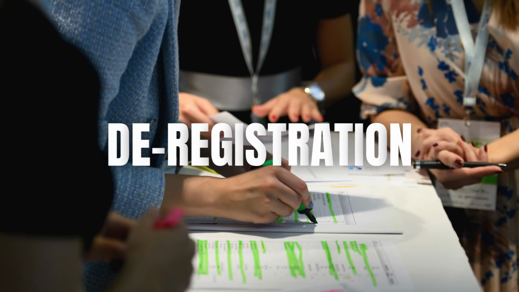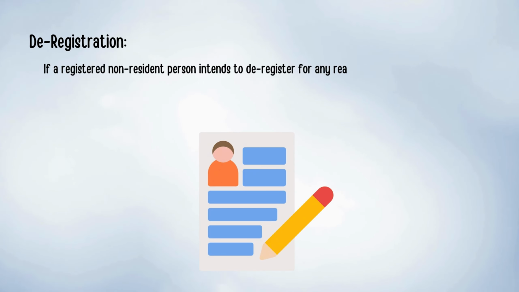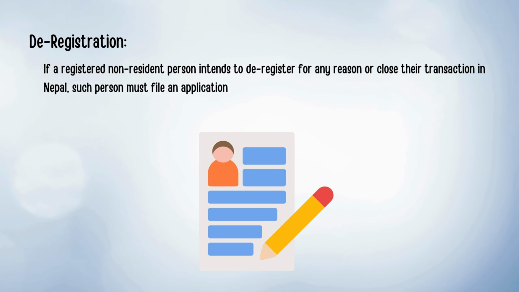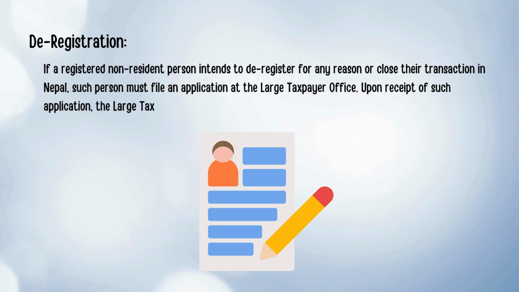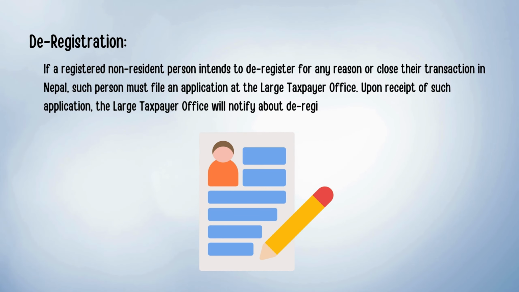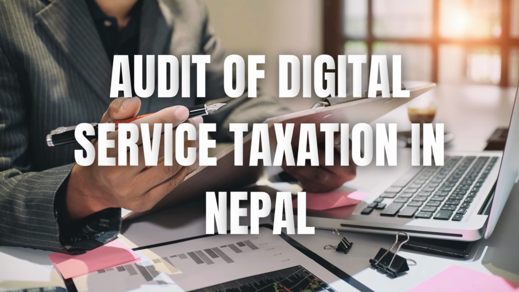Deregistration. If a registered non-resident person intends to deregister for any reason or close their transaction in Nepal, such person must file an application at the large taxpayer office. Upon receipt of such application, the large taxpayer office will notify about deregistration or the reason for not being deregistered within 3 months. Audit of digital service taxation in Nepal.